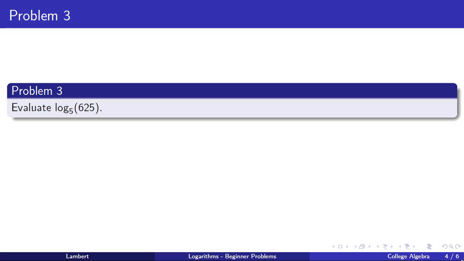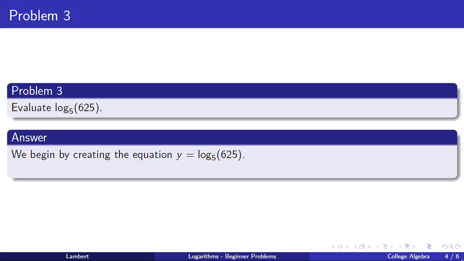Evaluate log base 5 of 625. In order to do this, we don't have an extra exponent to get involved just yet, so we do it by putting in a placeholder variable we'll call y. So we'll say y equals log base 5 of 625. What does this mean? The equivalent exponential equation would be 5 to the y equals 625.